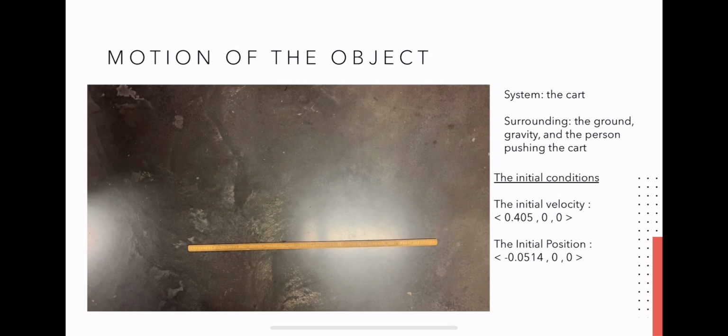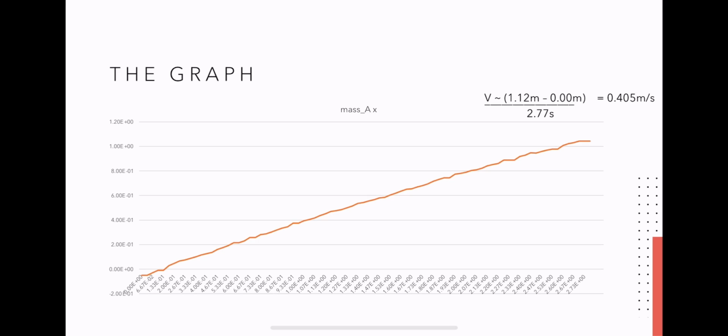The system was the cart, the surroundings were the ground around the cart, and the person who was pushing force onto the cart. As you can see, the initial conditions were the initial velocity and the initial position. This here shows the graph of the motion of our object using Tracker.